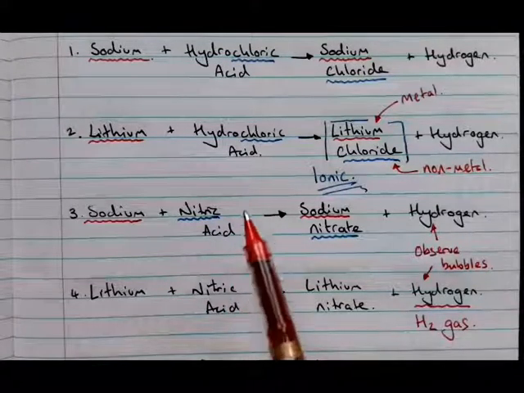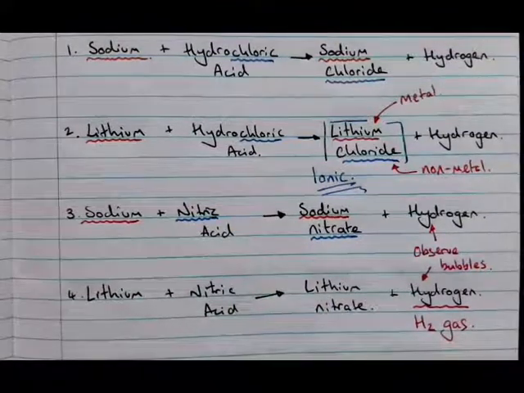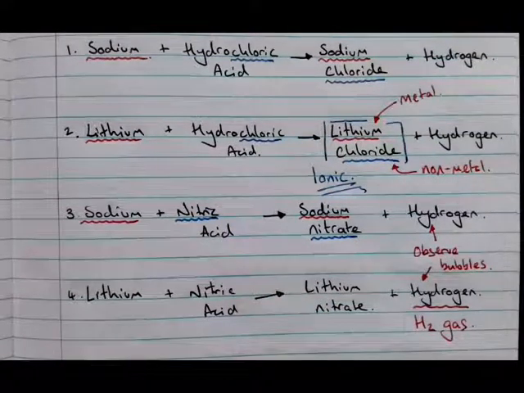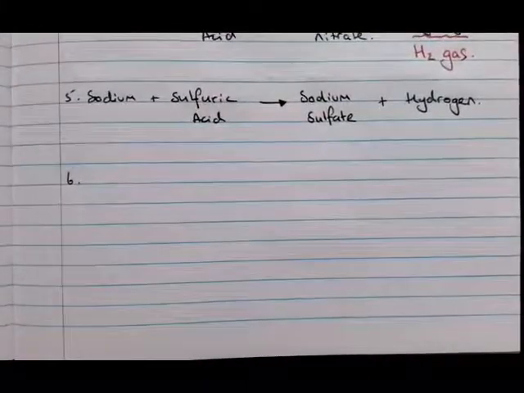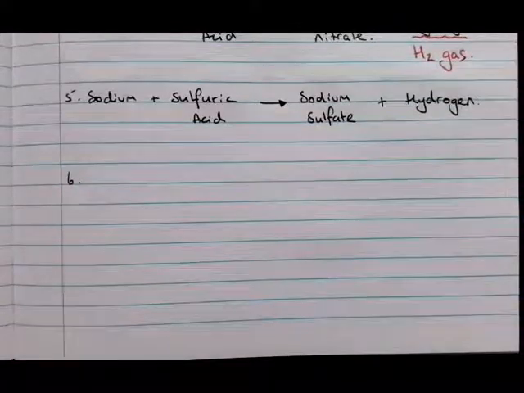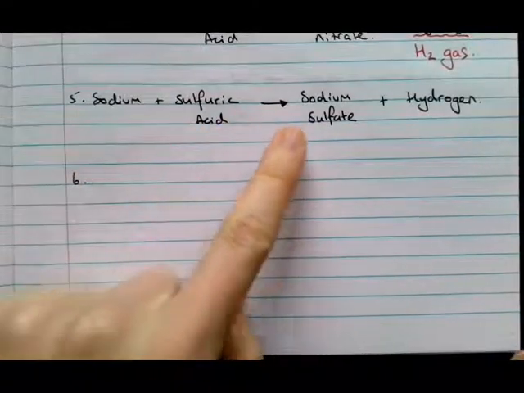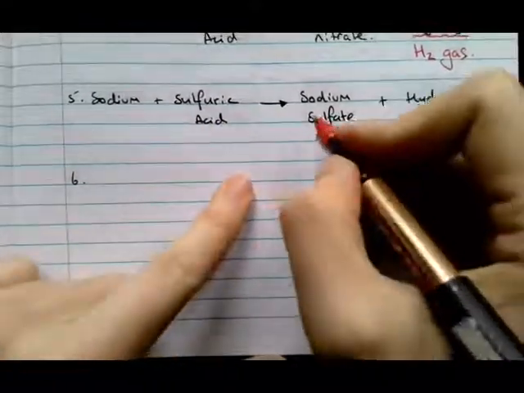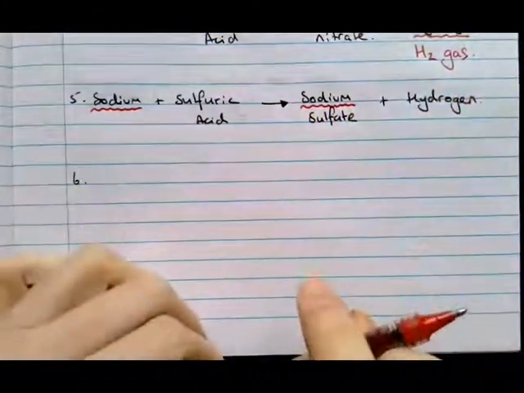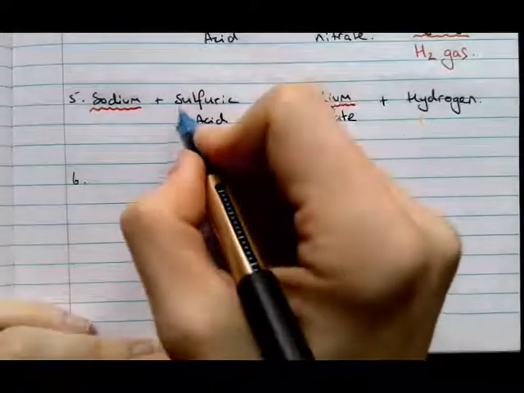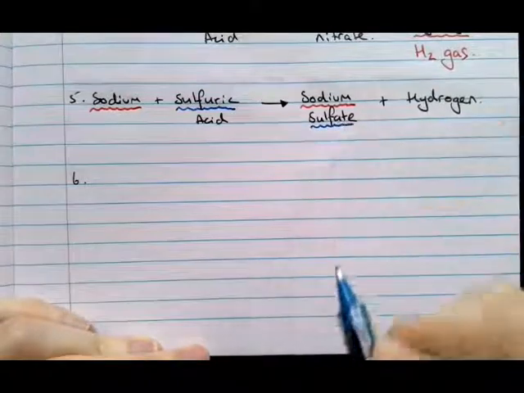Okay, so we've done hydrochloric acid, we've done nitric acid. There is one other type of acid that you need to know about, and that is sulfuric acid. So it's the same reaction again. I have sodium as my metal, add it to my acid, and I get my salt plus hydrogen. And again, because I've used sodium metal, the salt is a sodium salt. However, now I've used sulfuric acid, so I get a sulfate.